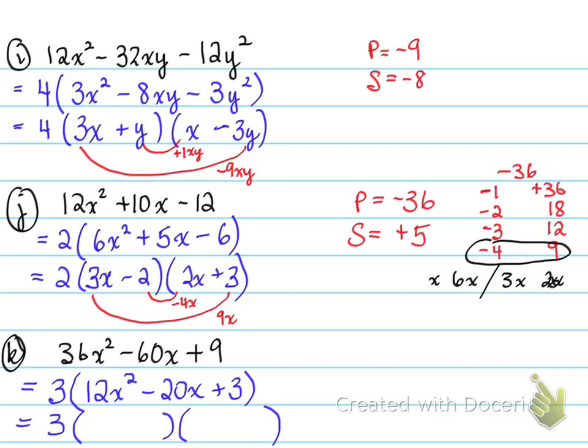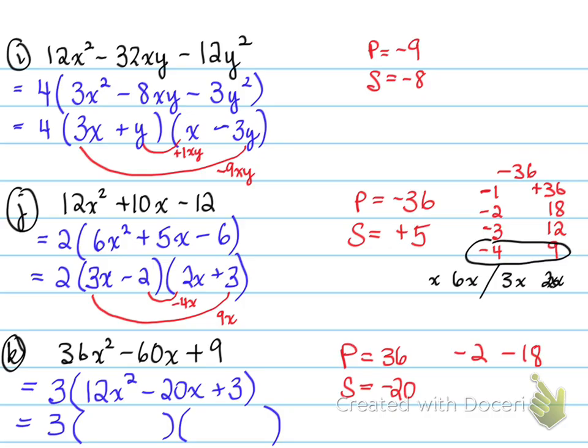Our P and our S. Our P is going to be 36, and our S is going to be negative 20. And we have to find out what two numbers multiply to give you 36 and add to give you negative 20. Hopefully you look at previous work to tell us that it's going to be negative 2 and negative 18. So that's my outer inner.